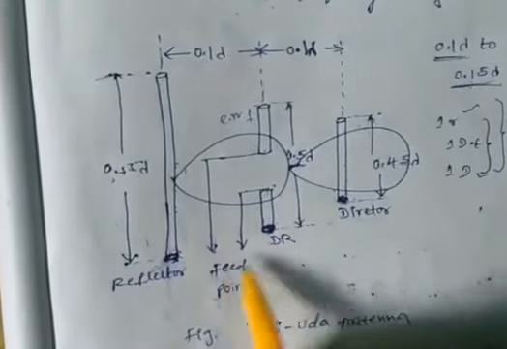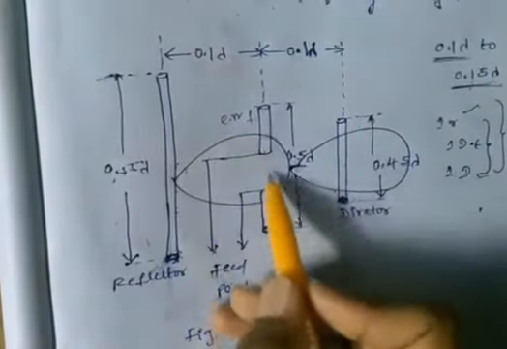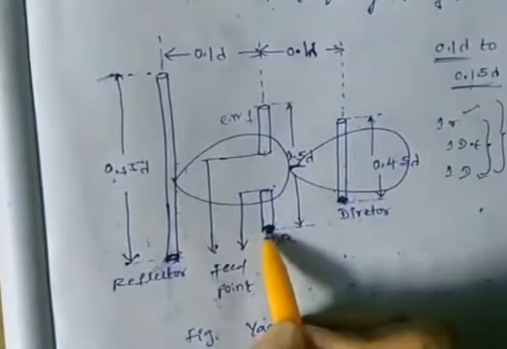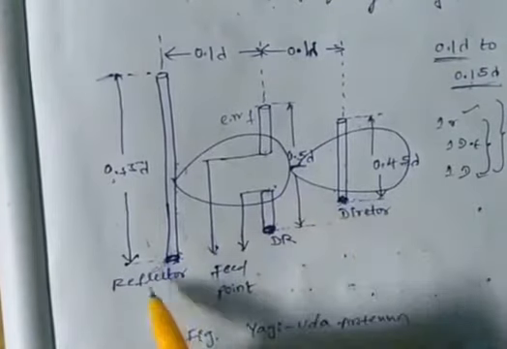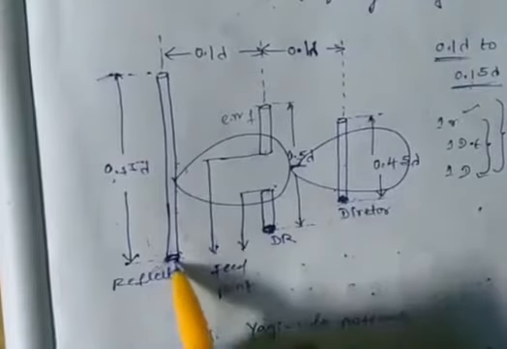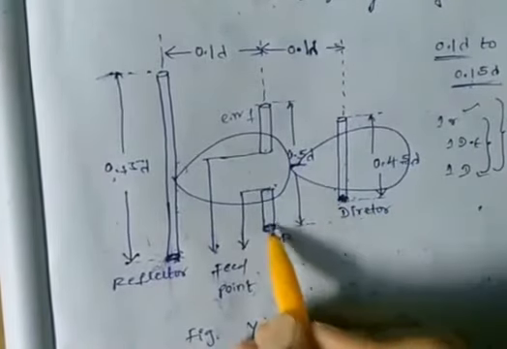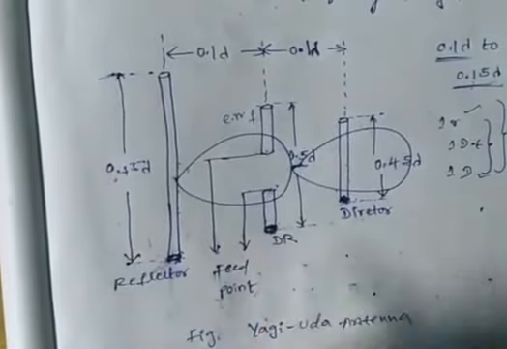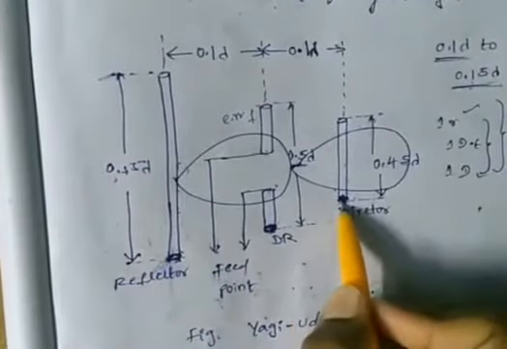Whenever we apply the source to the driven element, an EMF is induced in the driven element. That EMF produces current in the parasitic elements. Here the reflector and director are both parasitic elements. The current flowing in the parasitic elements is developed due to the EMF of the driven element only. So that's why there is no need of external supply for these two parasitic elements.